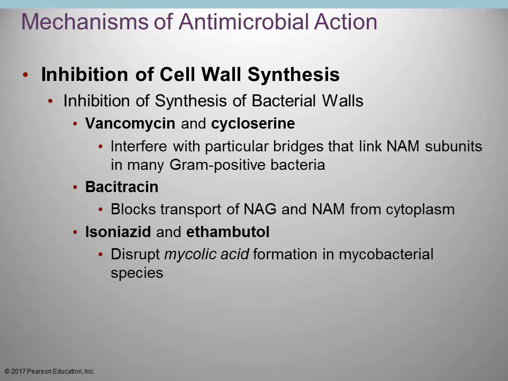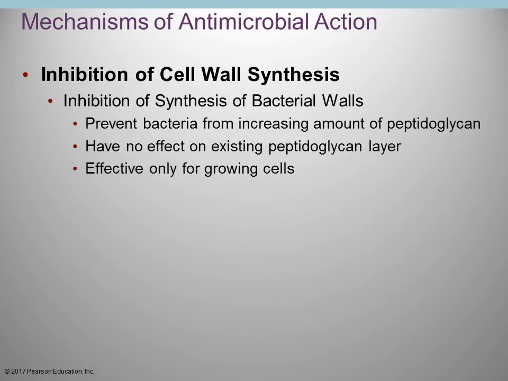Some examples of antibiotics that are effective against bacteria and interfere with the cell wall synthesis would be vancomycin. Cycloserine is another example. A lot of those are more effective against your gram-positive bacteria. Bacitracin also is one that interferes with the cell wall. So this is giving a list of some of your more common antibiotics and how they do work.